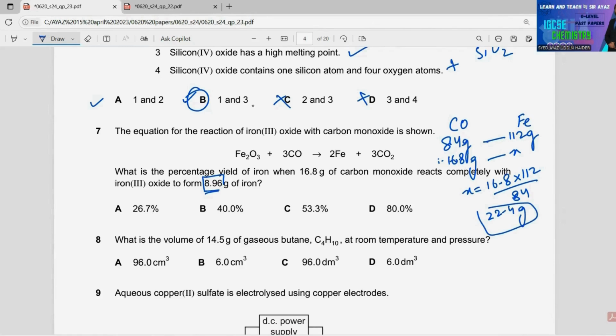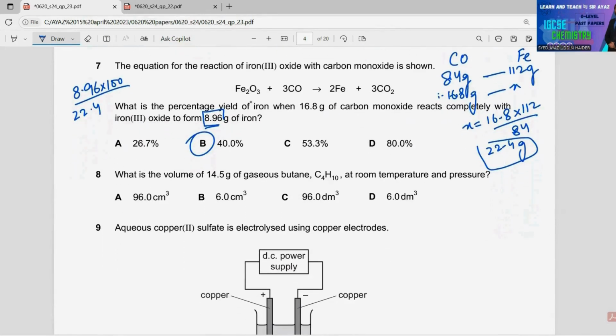They gave 8.96. So 8.96 multiplied by 100 divided by the theoretical value, which is 22.4. 8.96 multiplied by 100 divided by 22.4 is 40%. So B must be the right answer in this case.